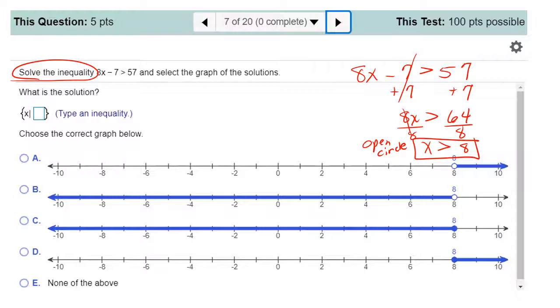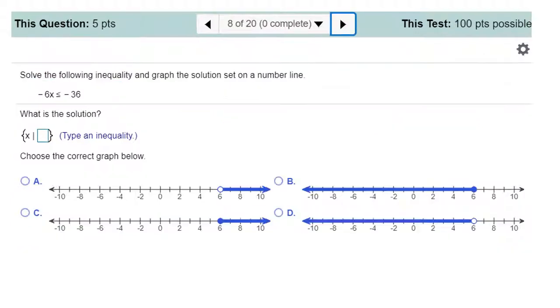So it cannot be C or D. Now this is also greater than. Greater than would be shaded to the right, so the correct answer is A. Had that been greater than or equal to, then I would use a closed or dotted in circle. It would have been closed in and penciled in.